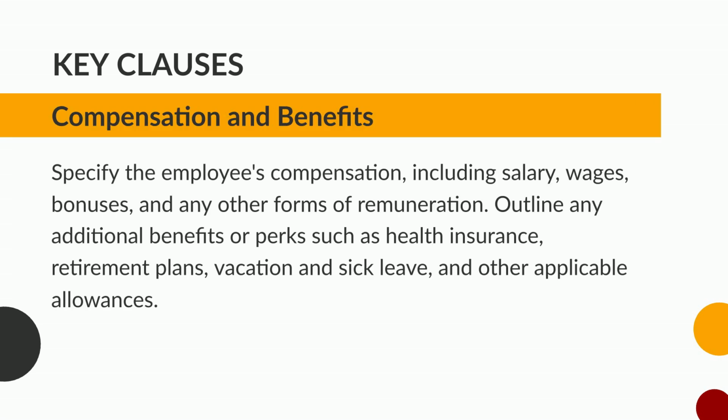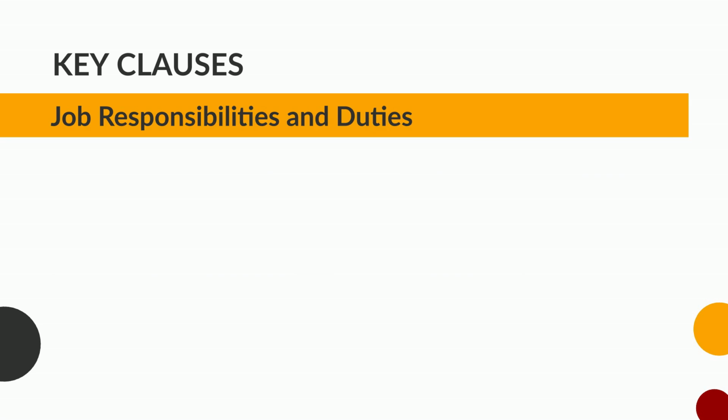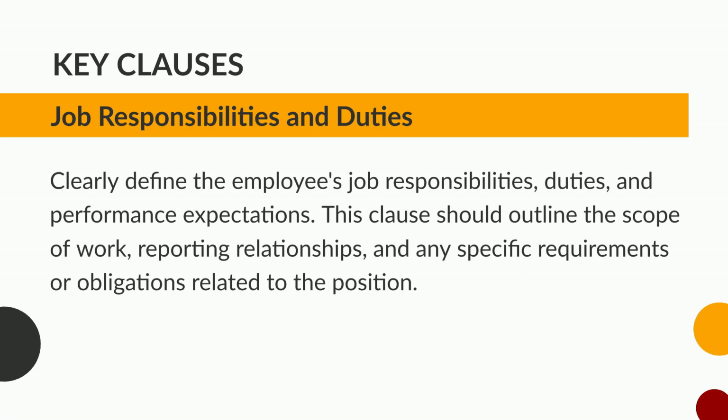Compensation and benefits specify the employee's compensation, including salary, wages, bonuses, and any other forms of remuneration. Outline any additional benefits or perks such as health insurance, retirement plans, vacation and sick leave, and other applicable allowances. Job responsibilities and duties clearly define the employee's job responsibilities, duties, and performance expectations. This clause should outline the scope of work, reporting relationships, and any specific requirements or obligations related to the position.